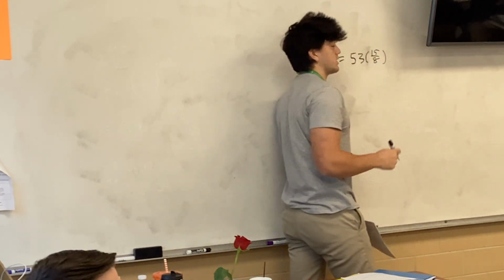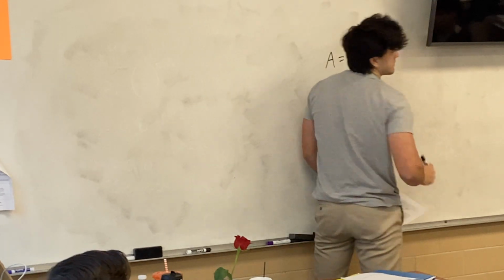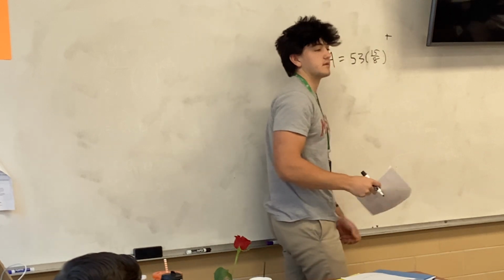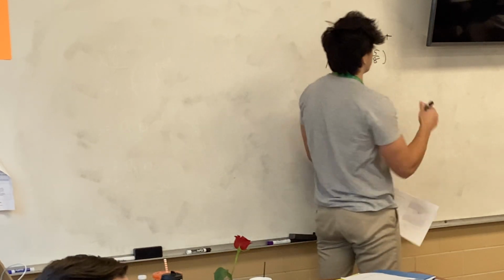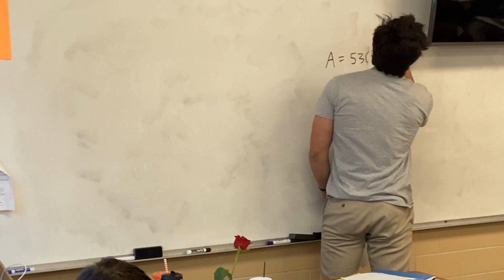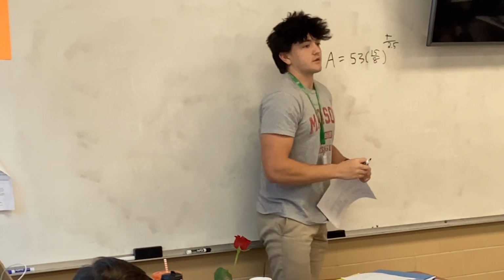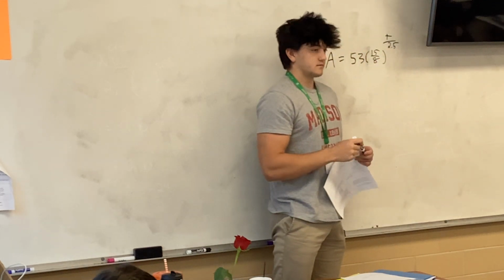And then your exponent will be time, but since they only increase by 7/8 every 2.5 days, you put a 2.5 underneath the time, because that's how much time it requires for them to increase by 7/8. Yep, that's it.